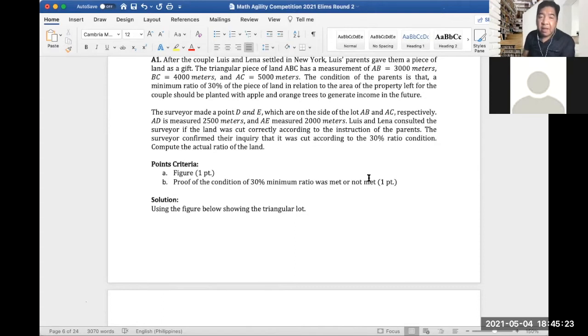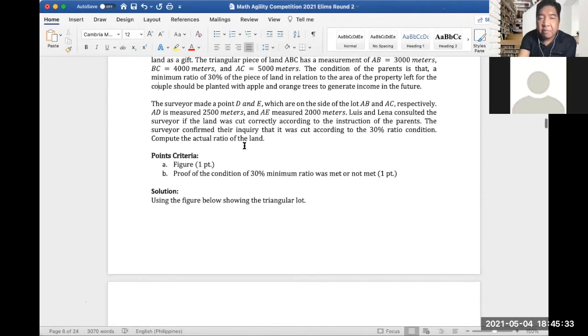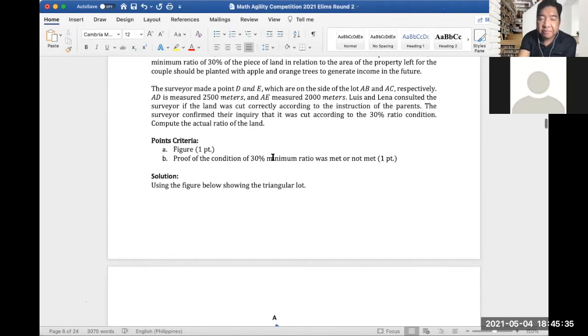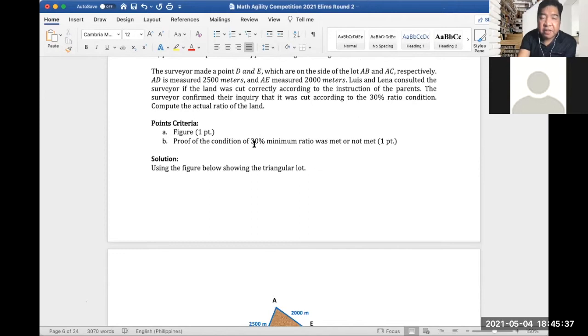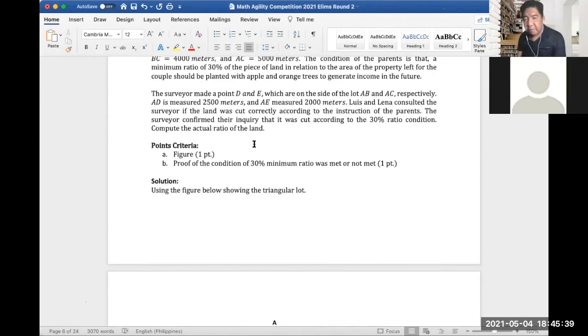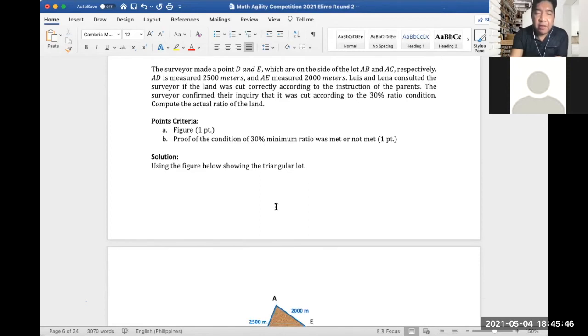So it should be minimum. It should not be below 30, but it can go higher, right? So that's the condition of the parents. So compute the actual ratio of the land. It's required that we draw it. That's important to be able to compute this. We should be able to draw the figure correctly.